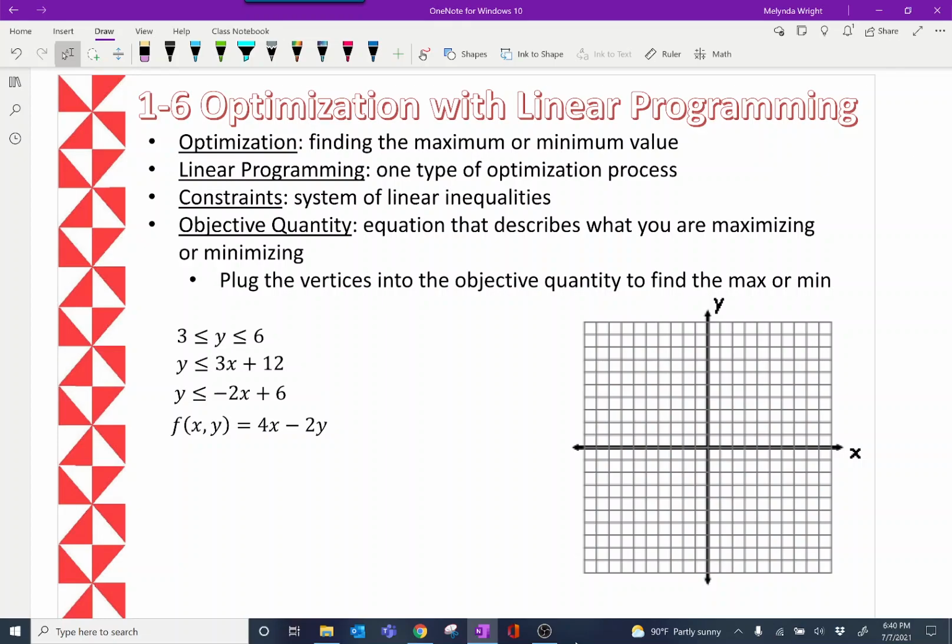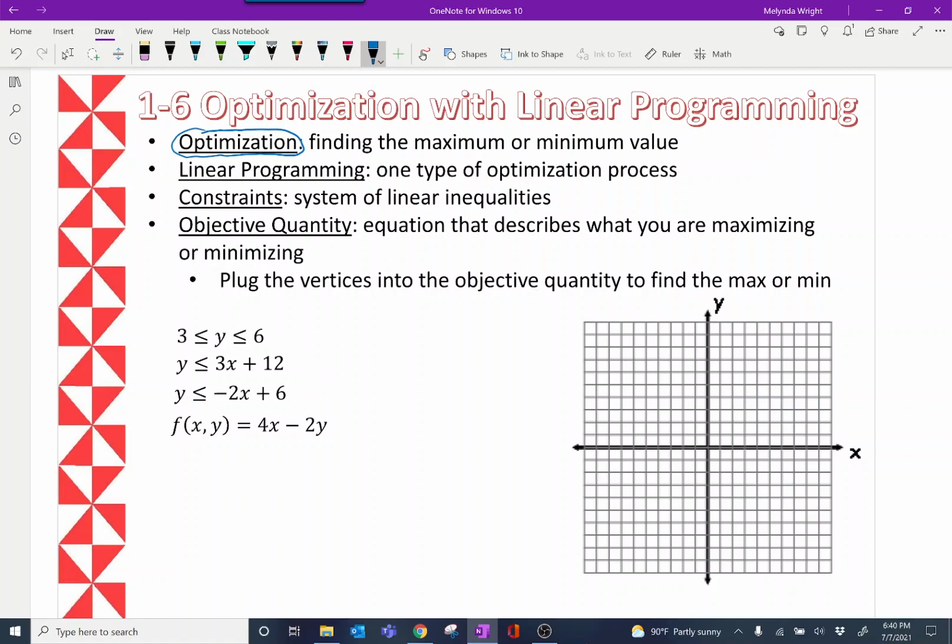All right, let's take a look at our first lesson on linear programming. This one is called Optimization with Linear Programming. And before we start on the process, this first lesson is just really teaching the process. How do we do that? We're going to cover some vocabulary first. So the first vocabulary word is optimization.